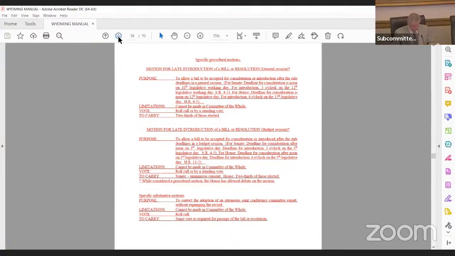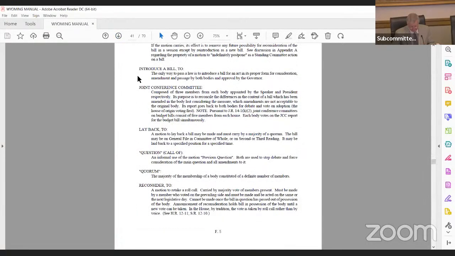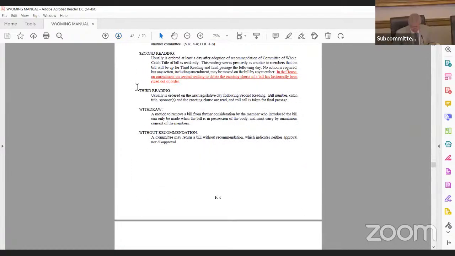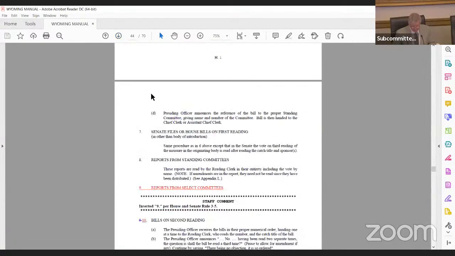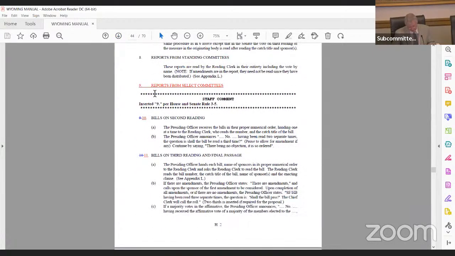Mr. Chairman, on H2, you have this in the rules, but it's not in the manual, and it should be. You do have a provision for when you will accept reports from select committees, and that's in number 9, and then we just go on and renumber after that.